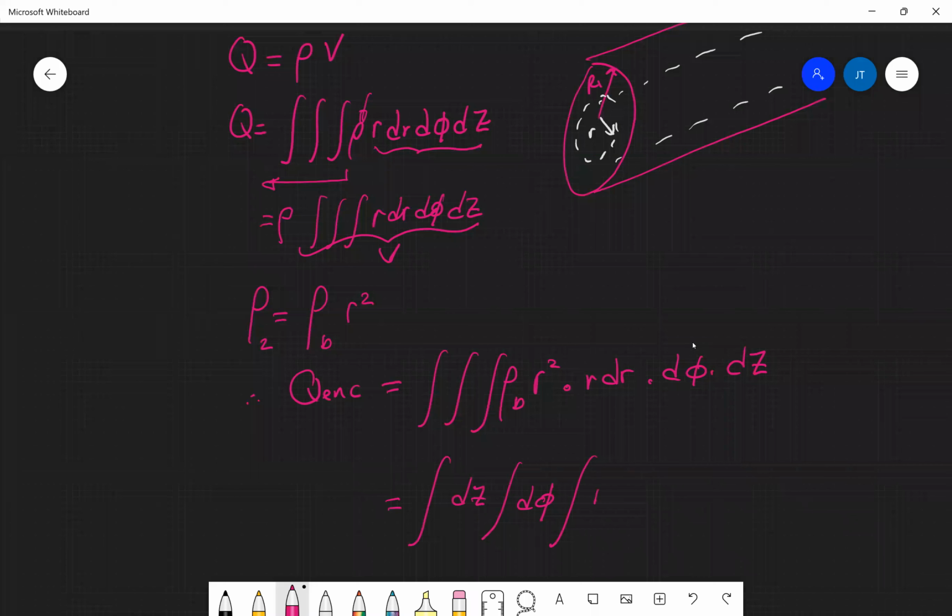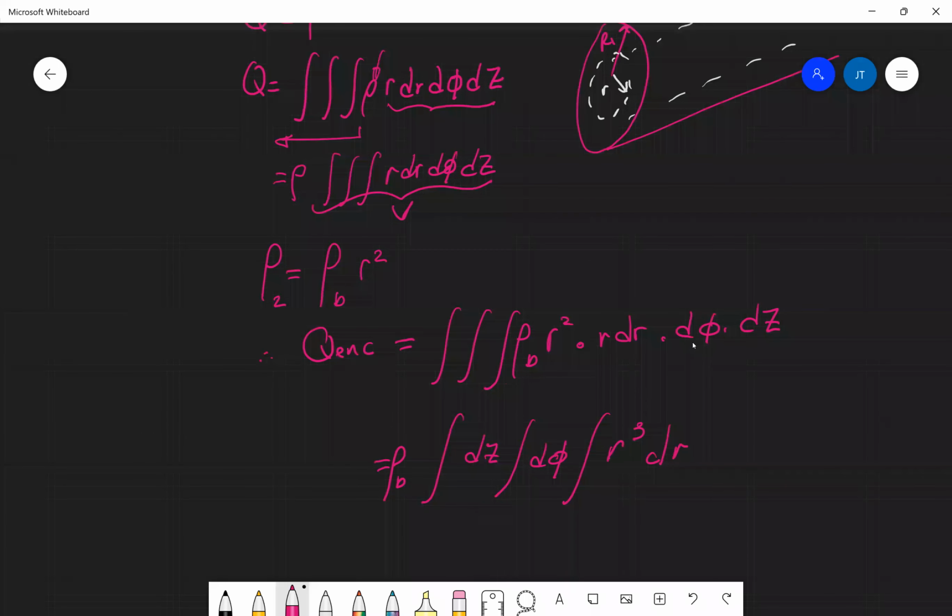Except for r, and let me take the rho b out. It's constant. r cubed dr. So z goes along the axis of the cylinder, from 0 to L. Phi goes around the cylinder, 0 to 2 pi. r cubed, I'm going from 0 to R, because I'm going from the origin all the way to the edge of the white cylinder.